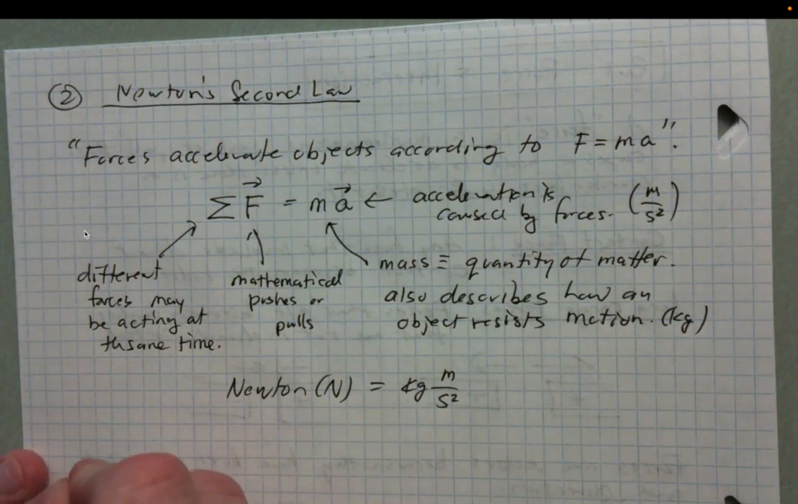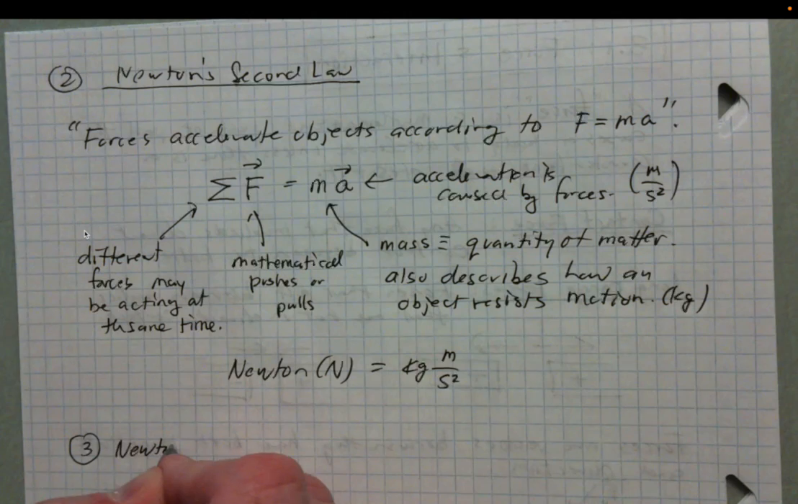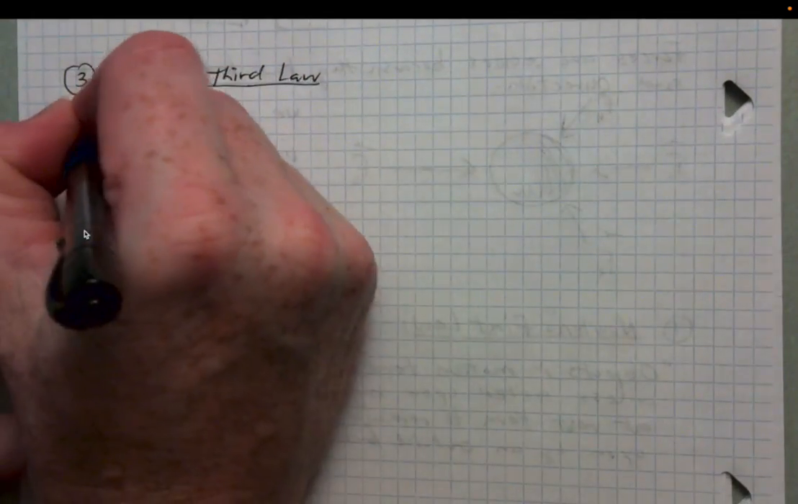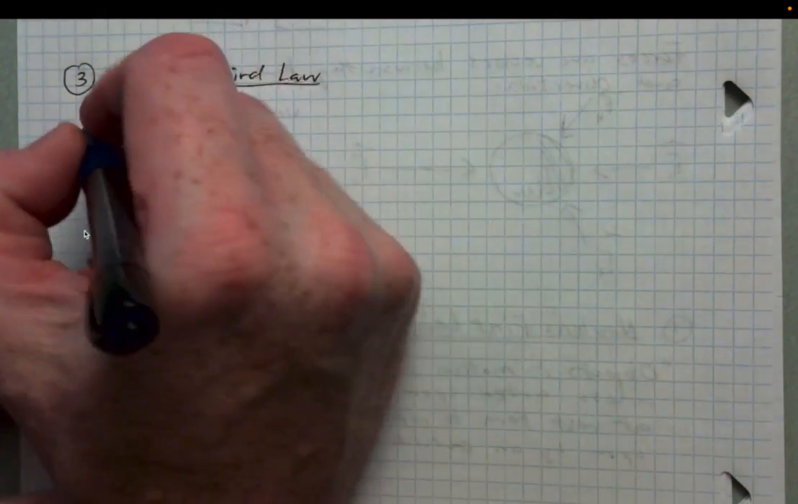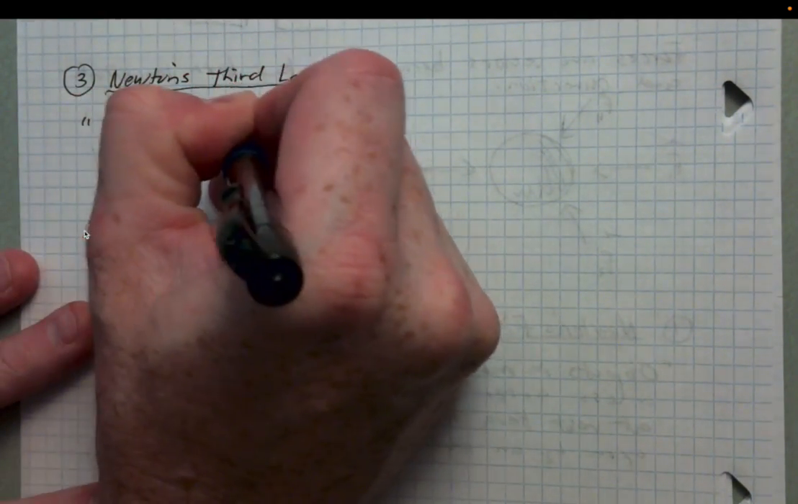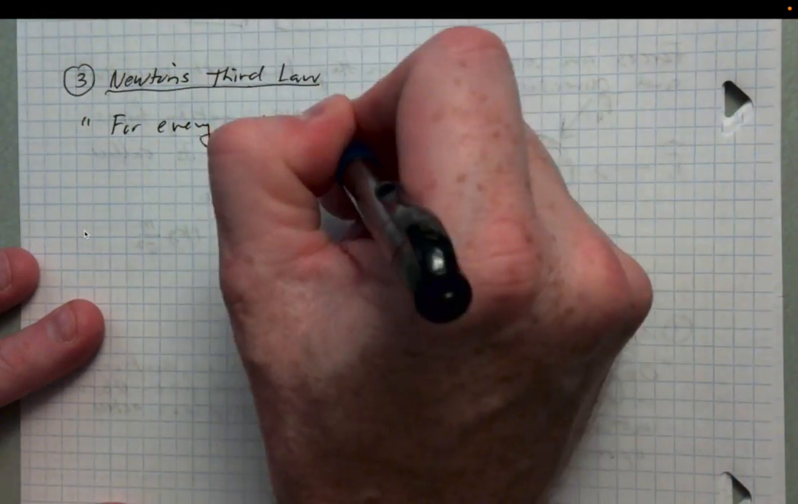Now the third law, I would say, is probably Newton's most well-known, and this one is almost poetic. Newton's third law. What does Newton's third law say? Newton's third law says that for every force, there is an equal and opposite force. I think actually the way it was phrased by Newton, it's more like: for every action, there is an equal and opposite reaction.